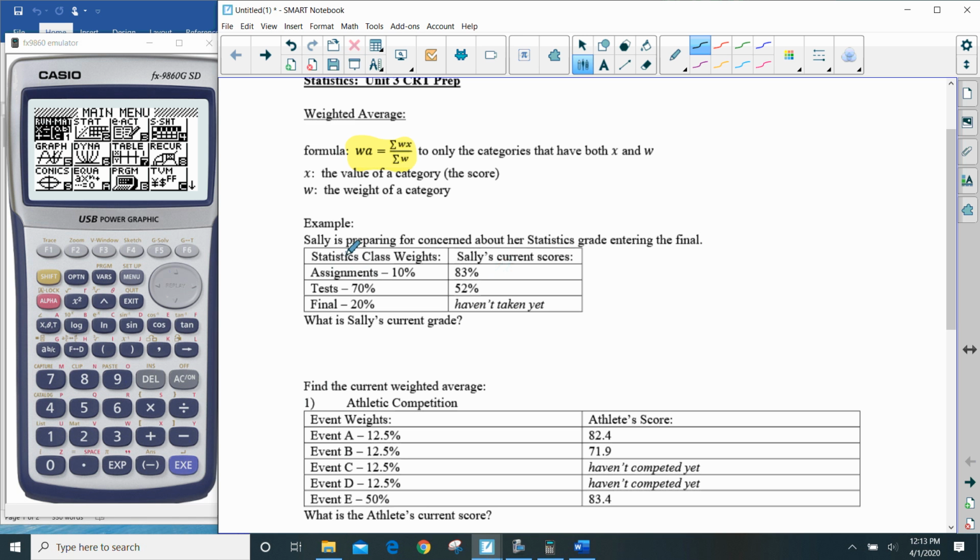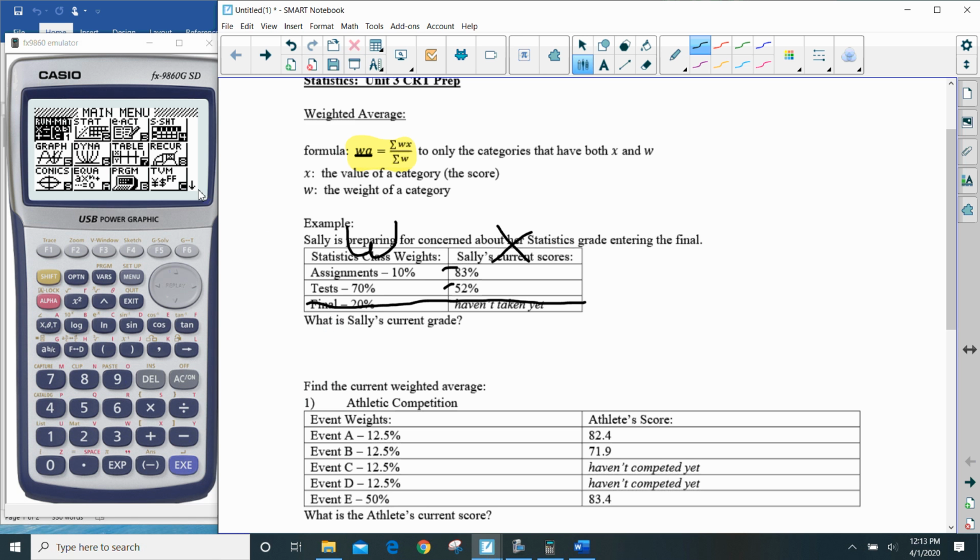So, example right here: Sally is preparing, this is terribly written, and is concerned about her statistics grade. Completed categories would involve these assignments, these tests, but notice how this would not include the final. Again, because it's only for categories that have both the X and the W. So these are the scores and these are the weights, the X and the W. The weighted average is Sally's grade.